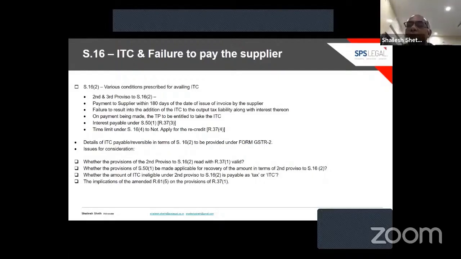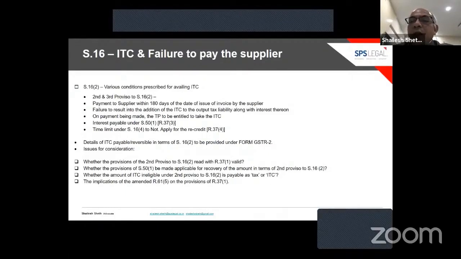And mind you, 180 days are to be reckoned from the date of invoice and not from the date of receipt of the invoice, not from the date of recording of the invoice in the books of account of the buyer, not from the date of accounting. It is from the date of invoice. That should be kept in mind. And from there I have to count 180 days.